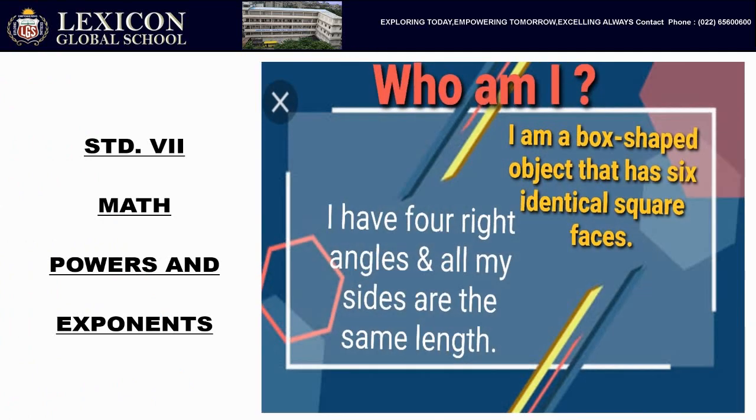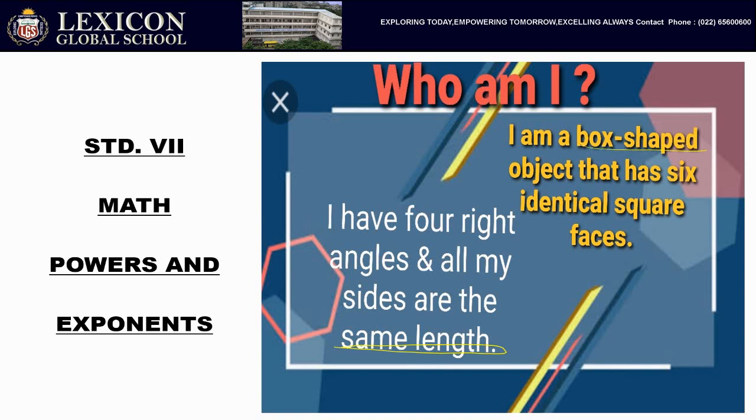Let's begin the class with an activity. Children, can you guess the given shapes? I have four right angles and all my sides are the same length. All sides are equal. Yes, very good. It's a square.